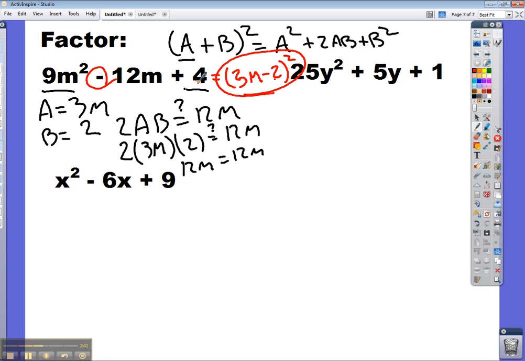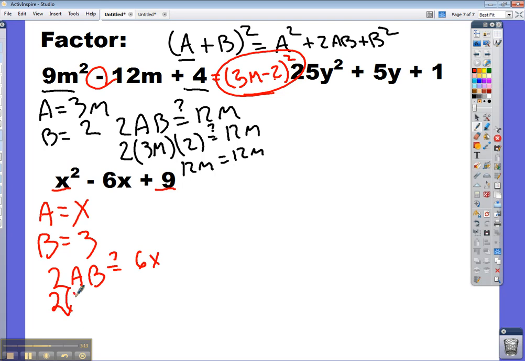So let's try this again. For this problem right here, do we have a binomial? Yes, we do. Sorry, do we have a trinomial? Yes. Are this term and this term perfect squares? Yes. What is your a value? x. What is your b value? So the question is, does 2ab equal 6x? Let's double check. So we have 2 times, what's your a value? x. What's your b value? 3. So 2x times 3 is 6x. It checks out.